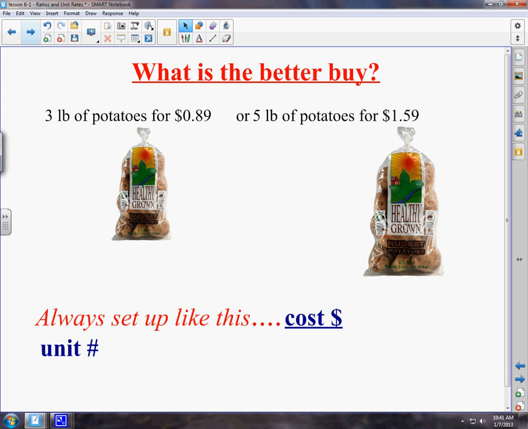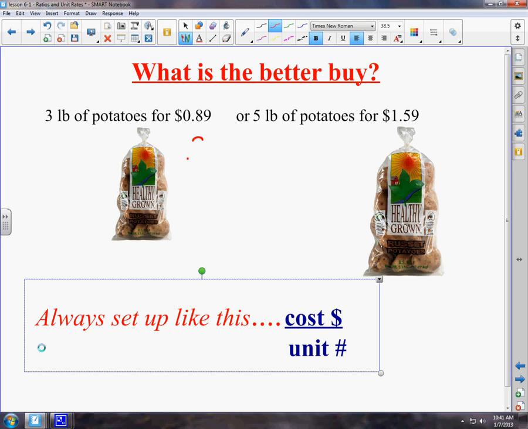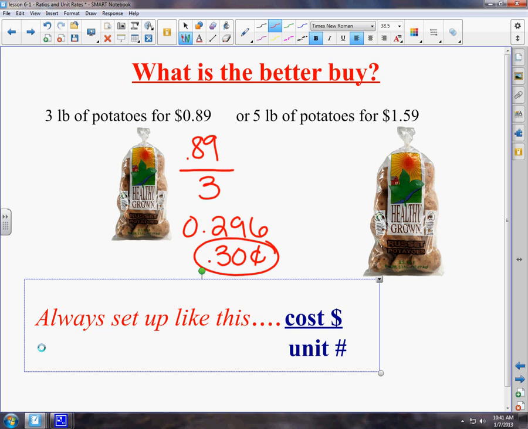Okay, so try this. 3 pounds of potatoes for 89 cents or 5 pounds of potatoes for $1.59. Which one is the better buy? What you're going to do is 89 cents divided by 3. On your calculator, you do 89 cents divided by 3, and you get 0.296. Well, I can't go to the store and pay 29.6 cents, so that rounds up to 30 cents per pound.